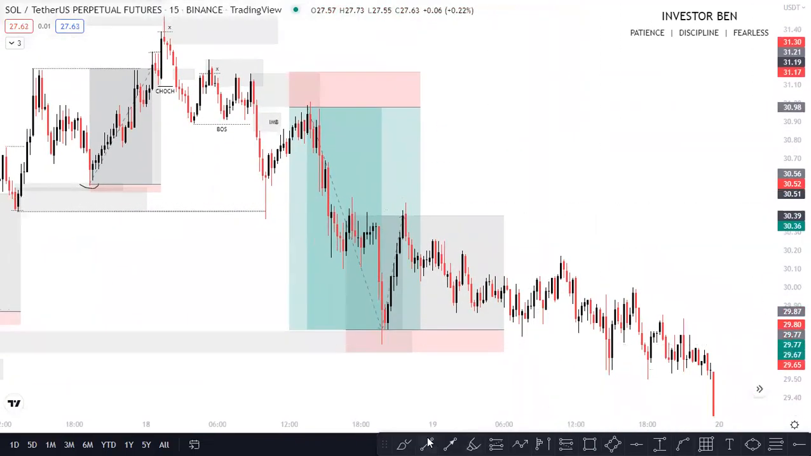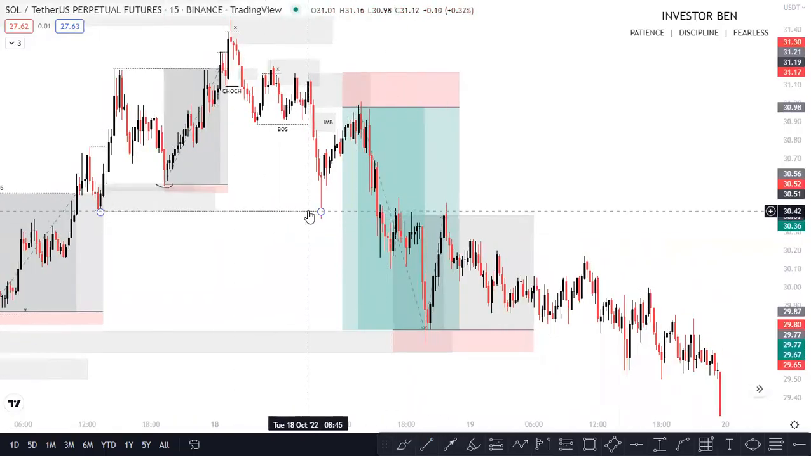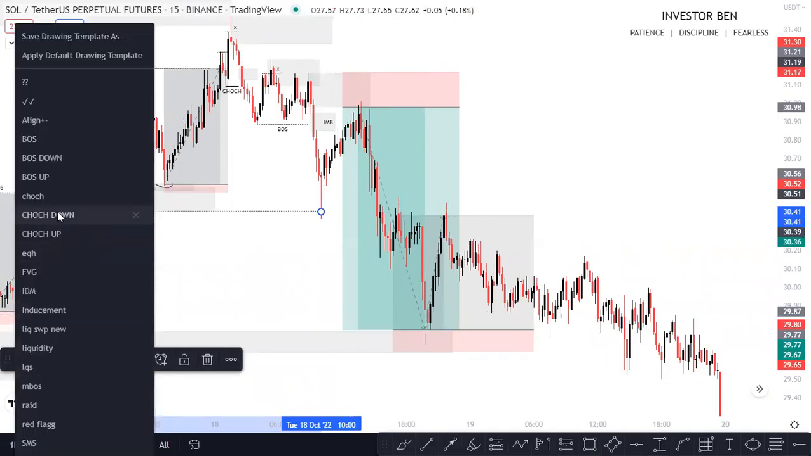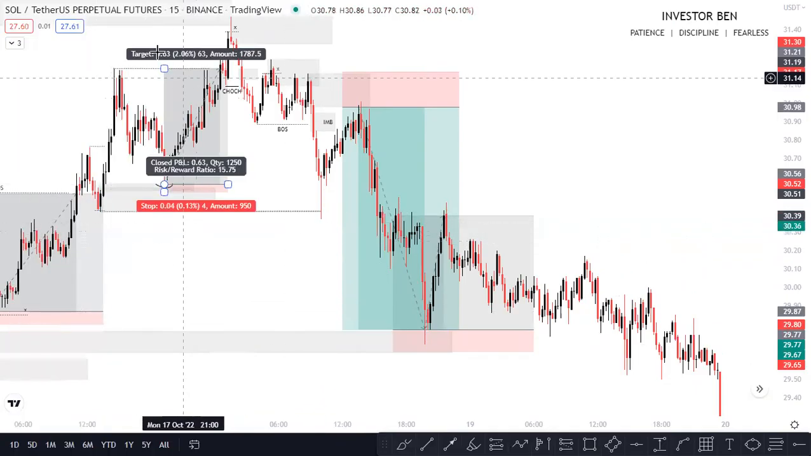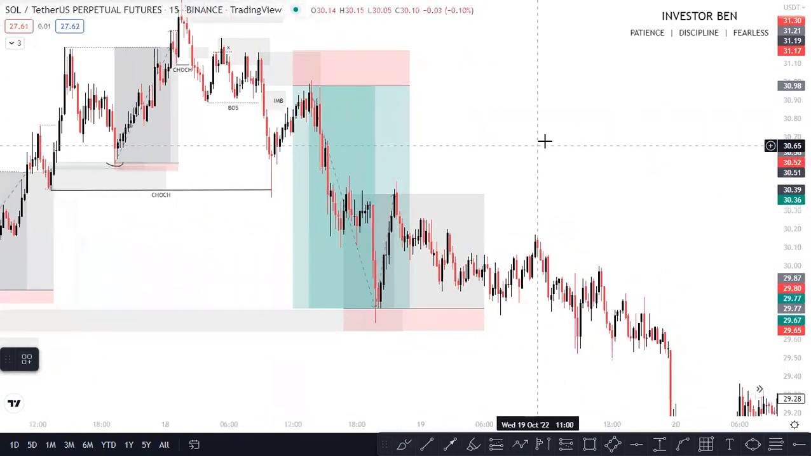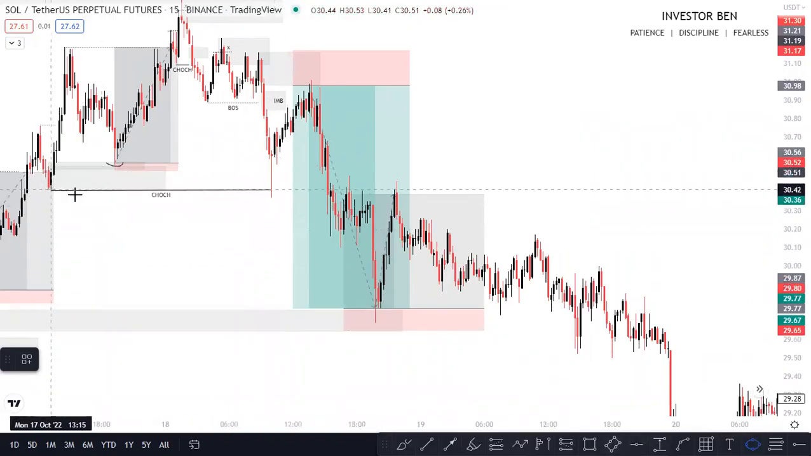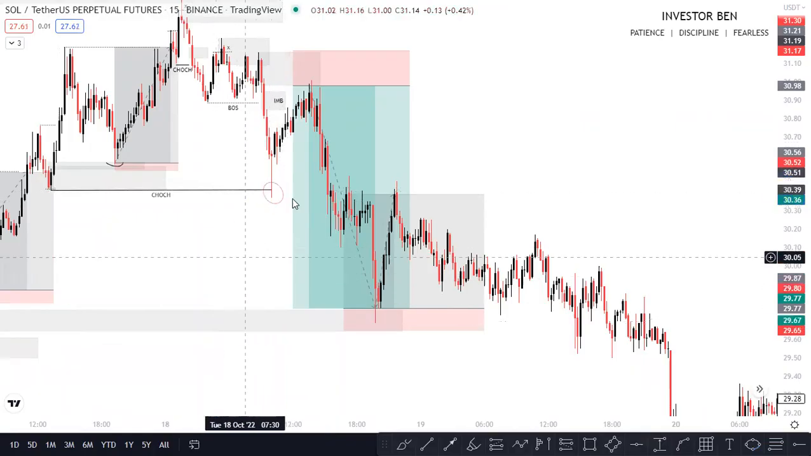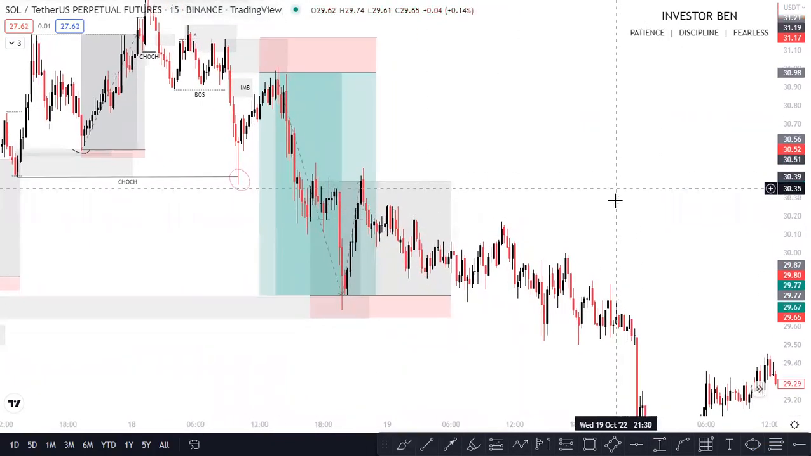Now, looking at this structure, we actually clear liquidity here, and this was where the major swing structure got changed. Here was the major change of character, right? This high and this low. As we lost this low at this point, we started selling aggressively to the downside, and you could see our price started selling aggressively as we lost that low.